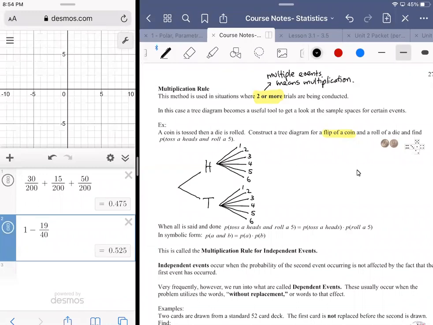I hit the reset button, start it all over again, and I say, all right, I'm flipping a coin. I got a tails. All right, I got a tails. Great. Now I roll the die. What do I get when I roll a die? Well, anything from 1, 2, 3, 4, 5, or 6. And that's my tree diagram.